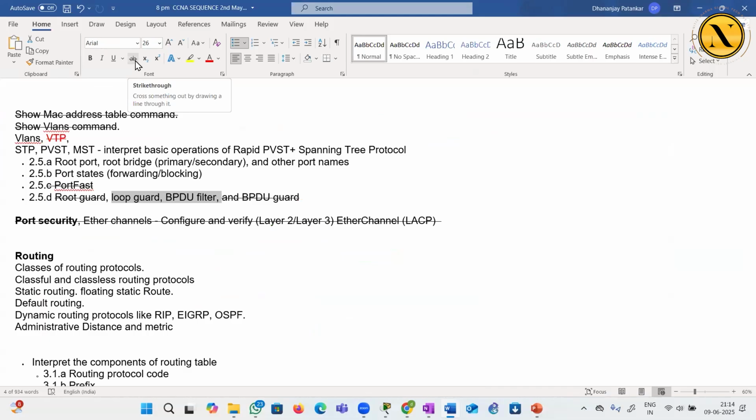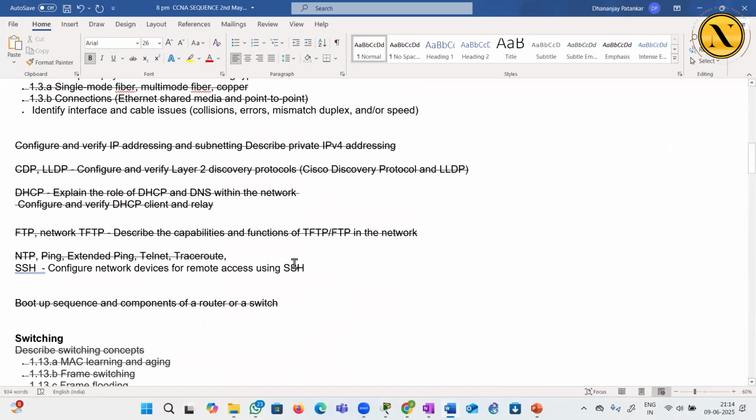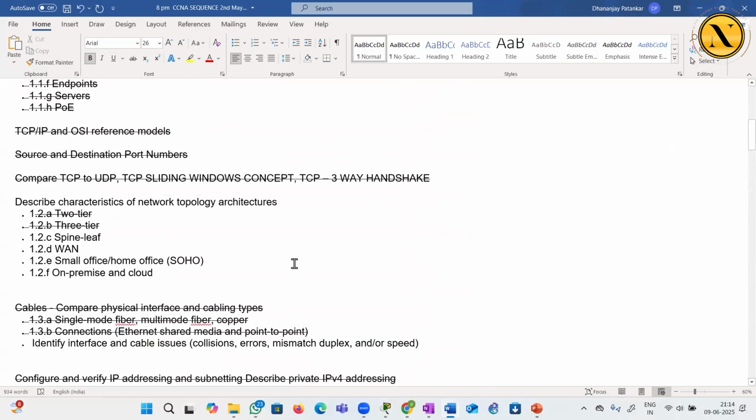Can I strike off end of switching? Yes or no? Yes. Can I strike off all these things? Nothing left. Aditya and Mega. Yes, sir. Okay, thank you. So we are done with switching. Nothing left. Okay. I don't see a lot of time.